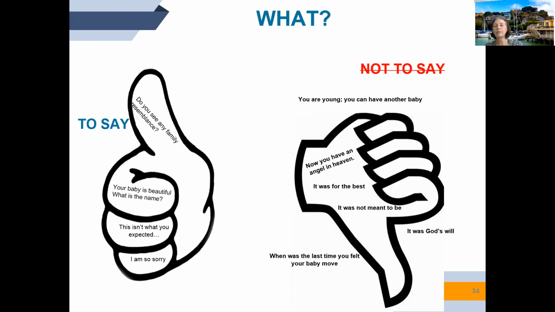But don't say, "Oh, you can always have another child. Oh, you have an angel in heaven. It was for the best. It just wasn't meant to be. It was God's will that this happened." That is for the parents to assign if they believe that. Or "When was the last time you felt the baby move?" That may sound like, "Oh, you should have noticed this."